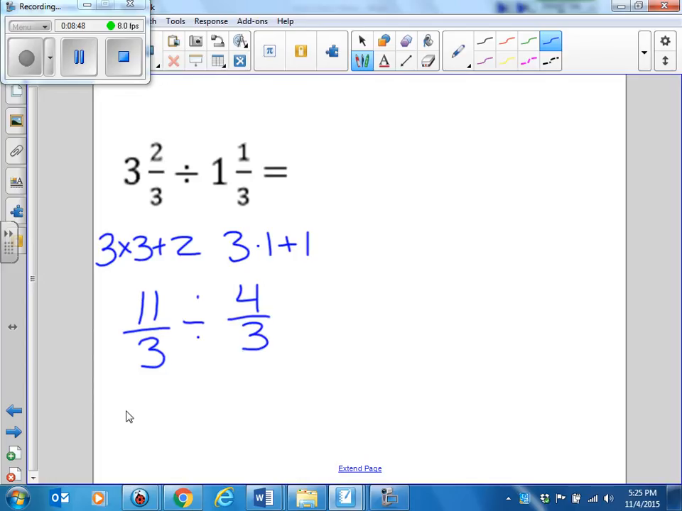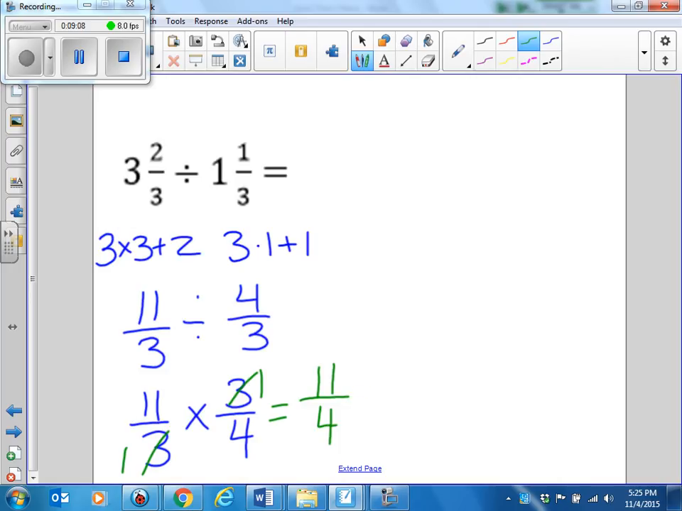Okay, now I'm going to keep it switch. So 3 over 11 times 3 over 4. And again, I can simplify this. I can cross these 2 off and they each become 1. 3 over 3 can be simplified to 1 over 1. Now 11 times 1 is 11. 1 times 4 is 4.